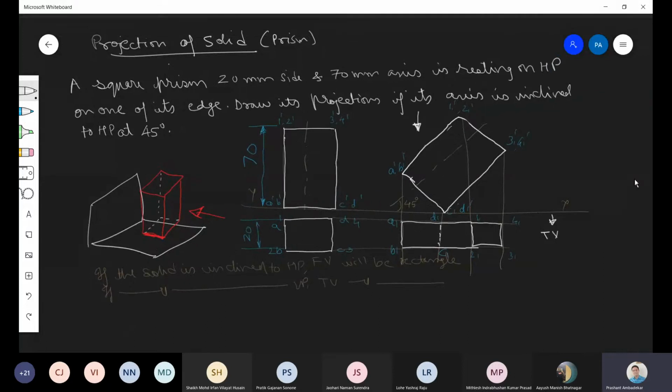Okay, so can you all see this projection of solid? All those who are present and absent, they can get it cleared. If you have any doubt, I am going to repeat it for all the students.